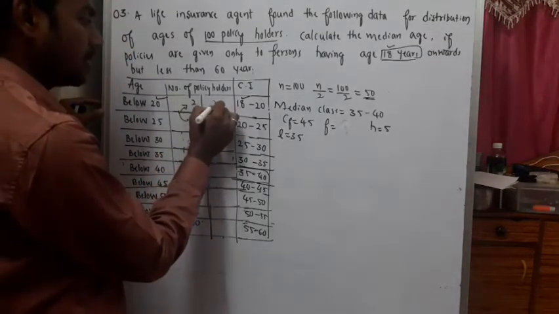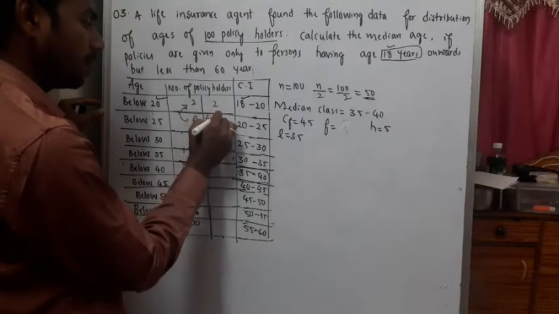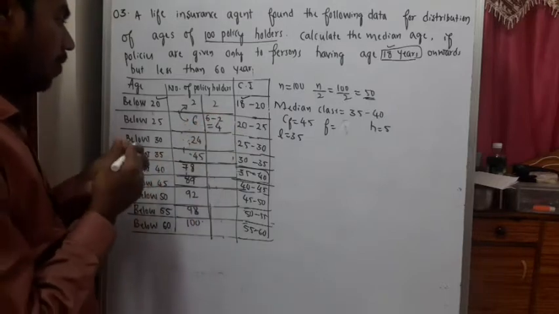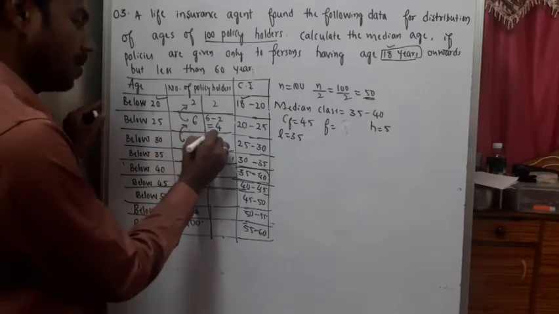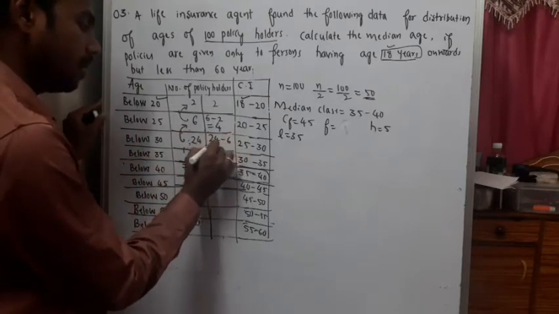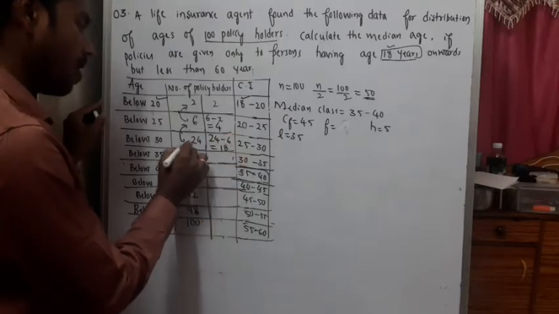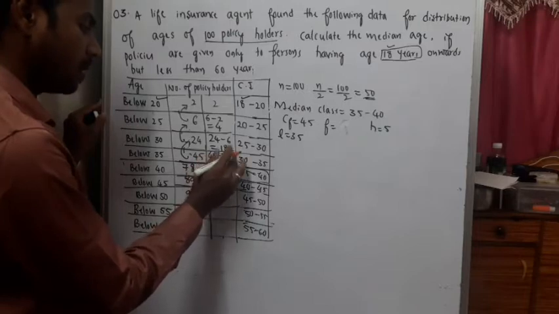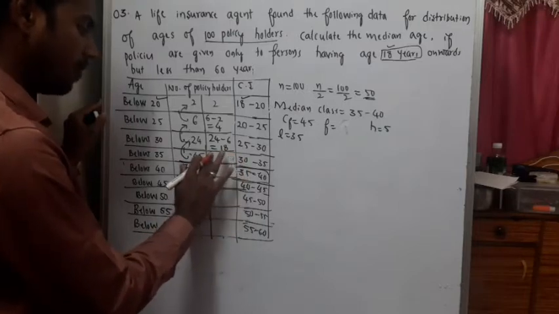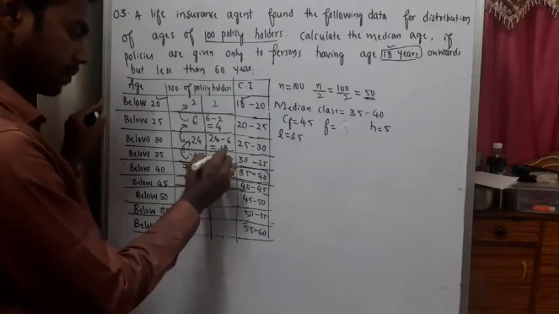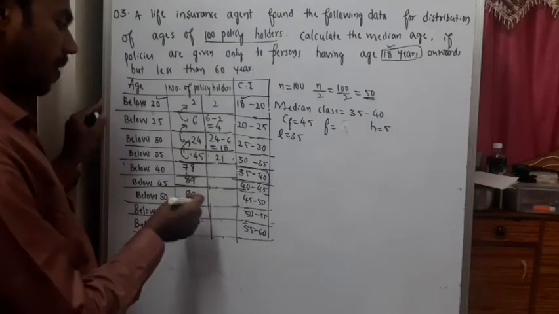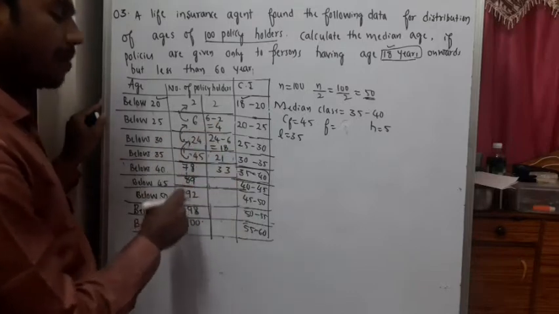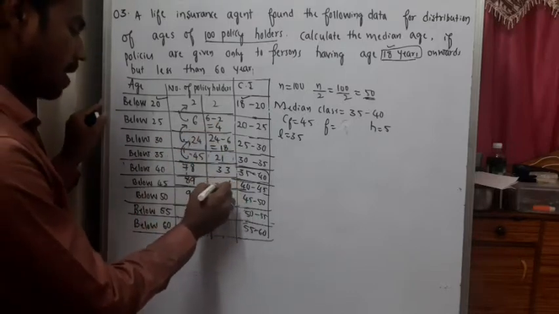So 2 as it is. 6 minus 2 is 4, and 24 minus 6 is 18. 45 minus 24 is 21. 78 minus 45: 8 minus 5 is 3, 7 minus 4 is 3. Fine. 89 minus 78: 9 minus 8 is 1, 8 minus 7 is 1.